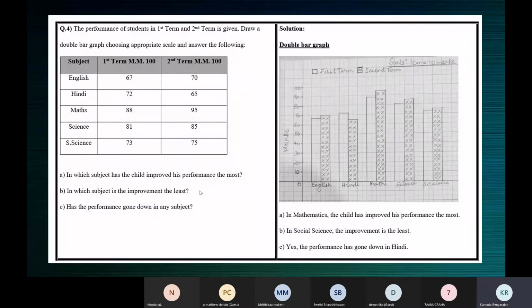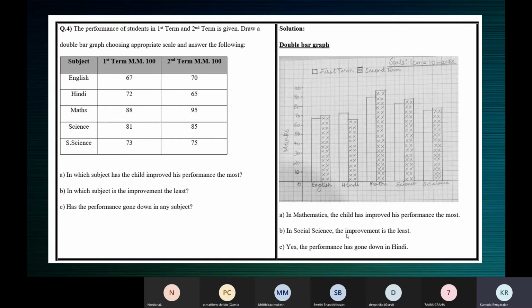In which subject is the improvement the least? Social, ma'am. Because only 2 marks is improvement, ma'am. Yes, that means there is improvement, but it is the least. Of all the improvements, that's the least. So here improvement is by 2 marks. Here 4 marks. Here 7 marks. Here 3 marks. So this is 2 marks.